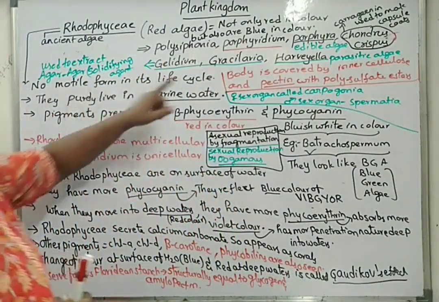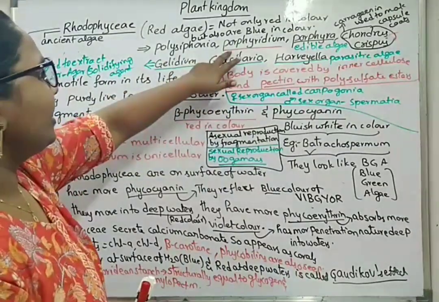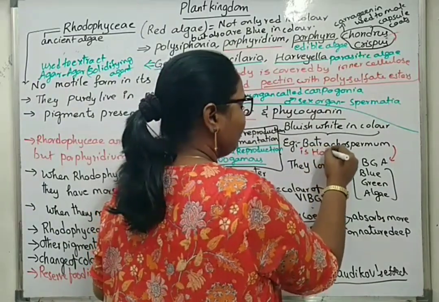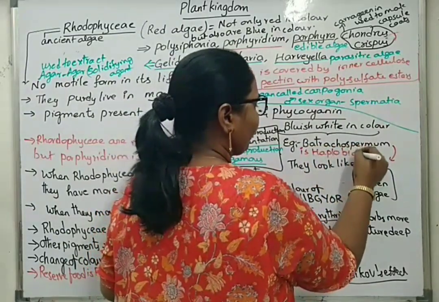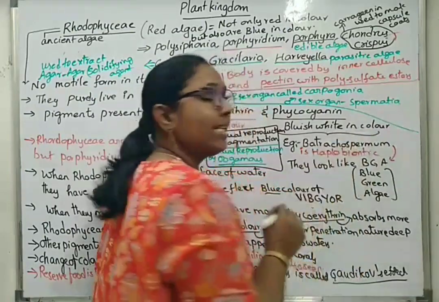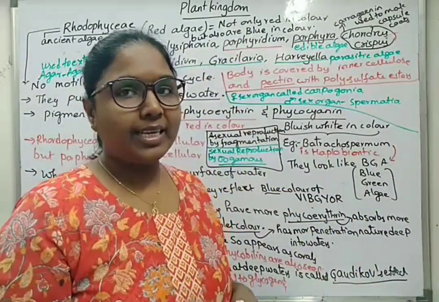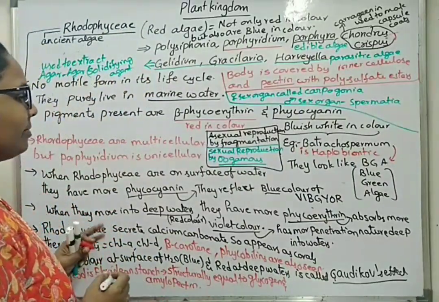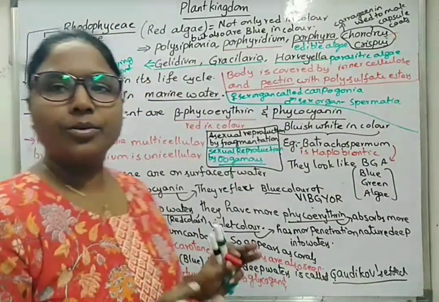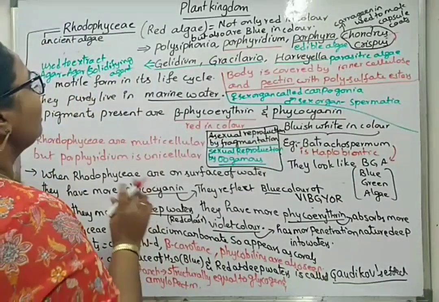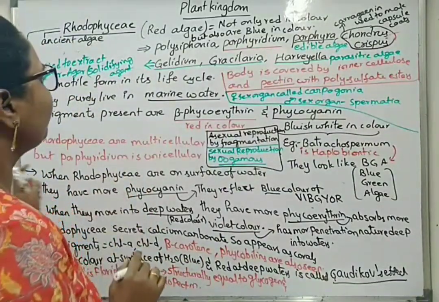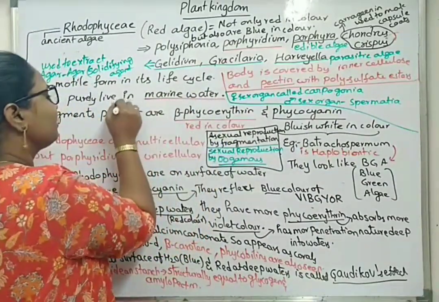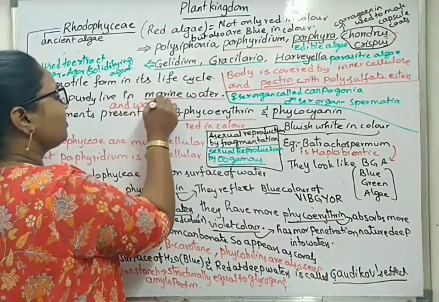Next, Gelidium. Porphyra is an edible alga. Porphyridium is unicellular. Batrachospermum exhibits a haplobiontic type of life cycle. Next, did we miss any point? In Rhodophyceae members, they live in marine water. We can write another point: and warmer water also.